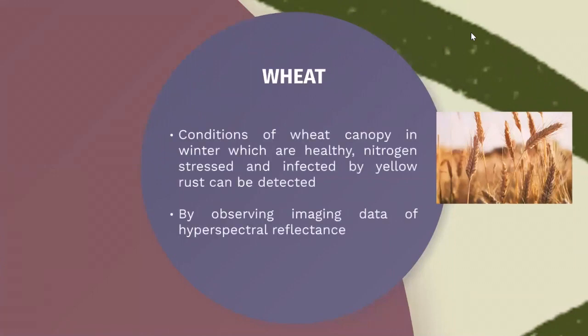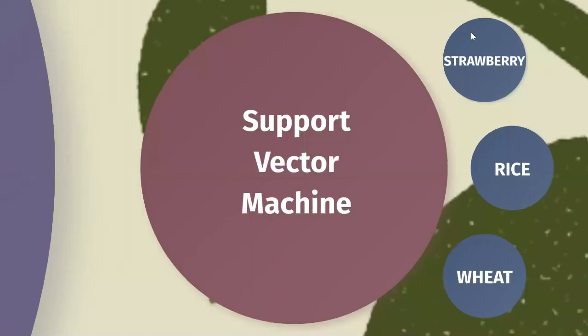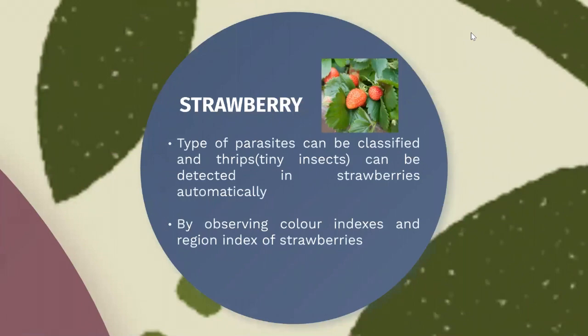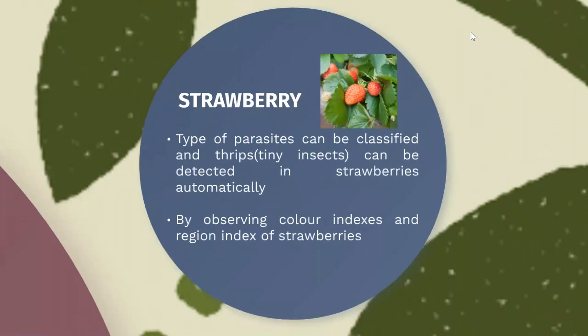Other than that, conditions of wheat canopy in winter which are healthy, nitrogen stress, and infected by yellow rust can be detected. This can be done by observing imaging data of hyperspectral surfaces. The next one is support vector machine. These models can help in detection of strawberry. Type of parasites can be classified and ticks, which are tiny insects, can be detected in strawberries automatically. This can be done by observing color indexes and region index of strawberries.